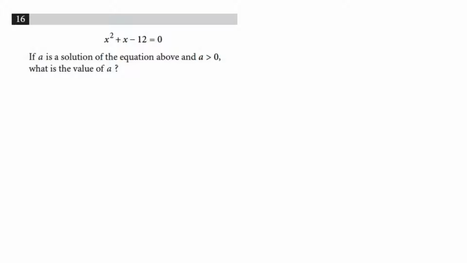16. X squared plus x minus 12 equals 0. If a is a solution to the equation above and a is greater than 0, what is the value of a? Okay, so we need to solve this quadratic. It's already in standard form, and a equals 1. That's great. That means that we can factor this by just looking for two numbers that multiply to c and add to b. All right, well, c is negative 12.